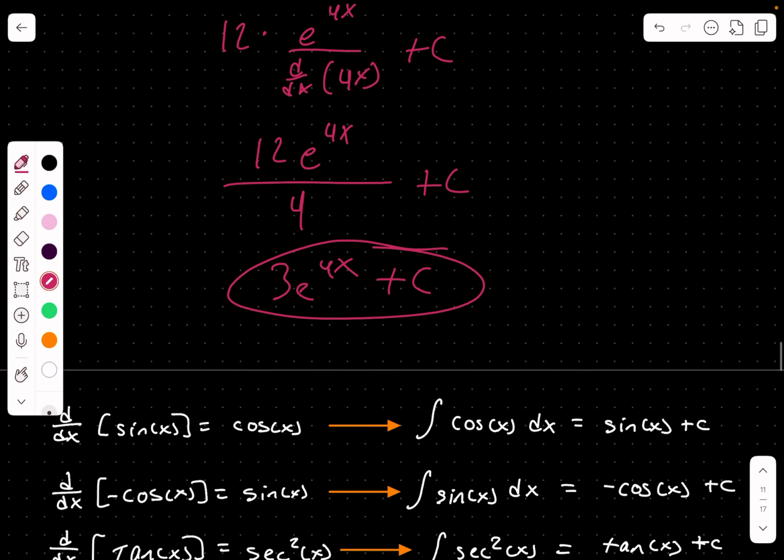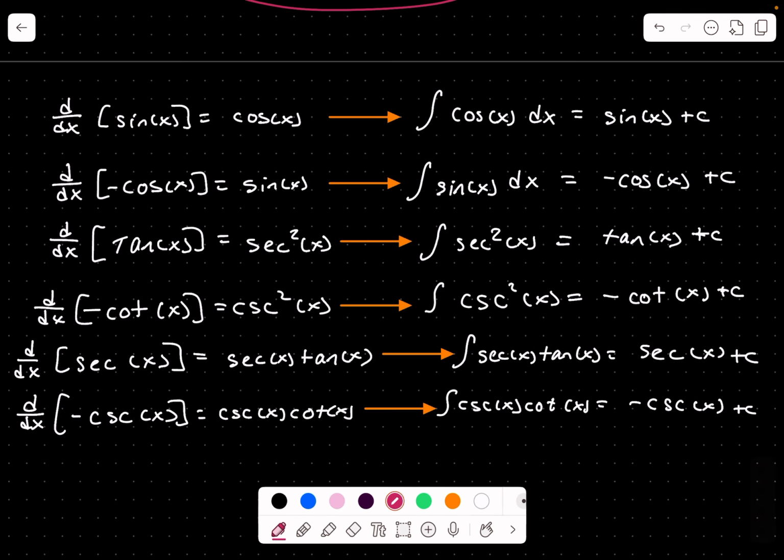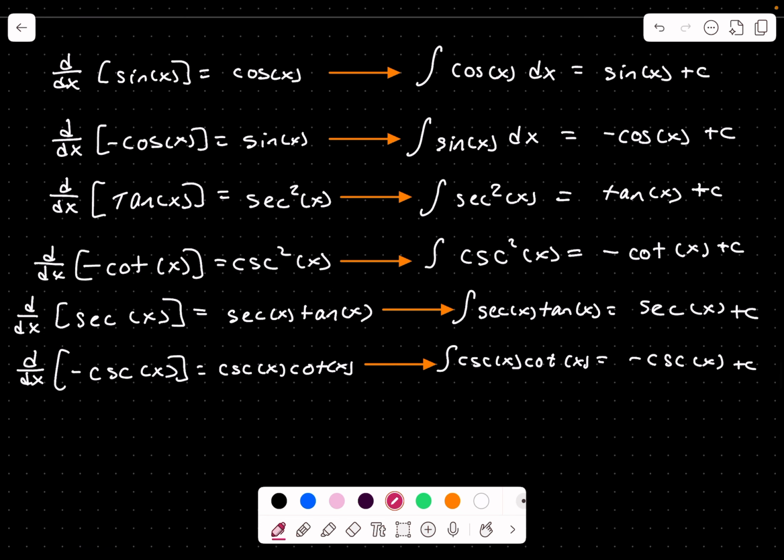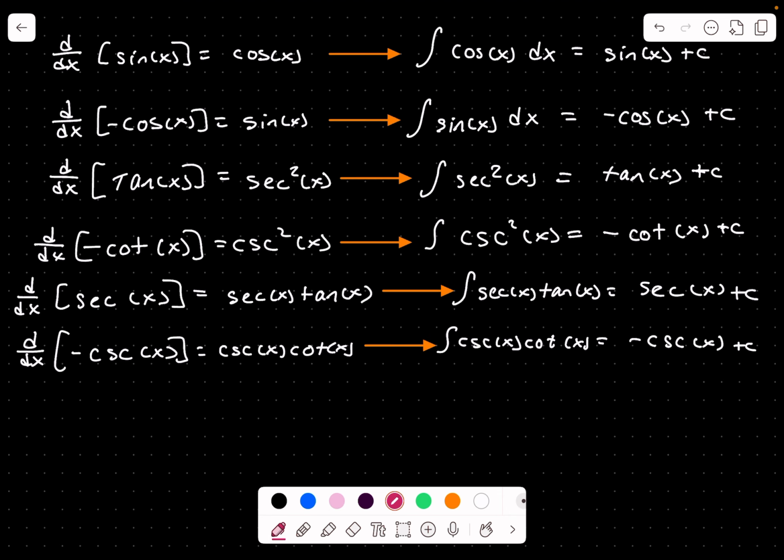So our answer is 3 times e to the 4x plus c. Nice and easy. Okay, now we're getting into trigonometric functions. So this is kind of like a chart or a table, and it's basically showing us the derivative of the following is blah, blah, blah. And then the integral of blah, blah, blah is, guess what? The derivative that you had earlier. So you can see that there's a pattern here, right? I just wanted to show you that there's a pattern, because if you don't want to remember all of this, you could just think backwards and you'll be able to recall it.